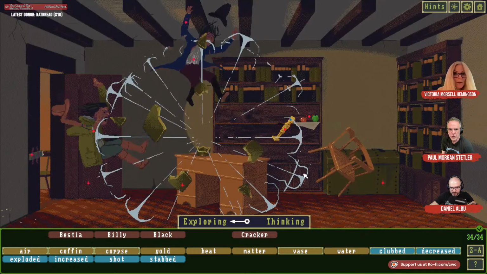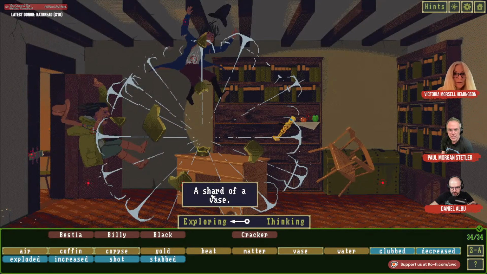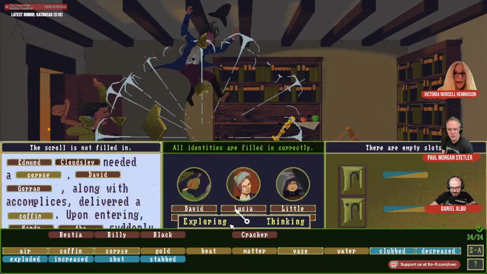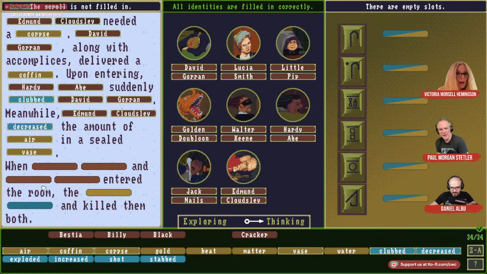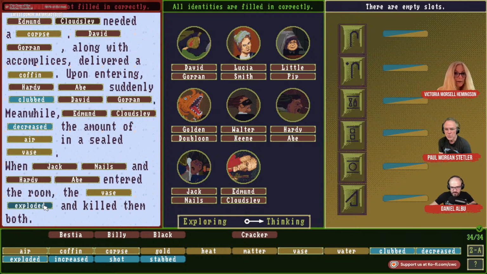When the two dudes. Yeah, it's a vase. A shard of a vase. Okay, we're doing this. This is good. So now it's Hardy Abe and Jack Nails entered the room. The blank, and killed them. Oh, the vase exploded. Wait, yeah. Oh, that feels so right. It should be right. Let's contact the developers. This is right. They're wrong. Needed a corpse.